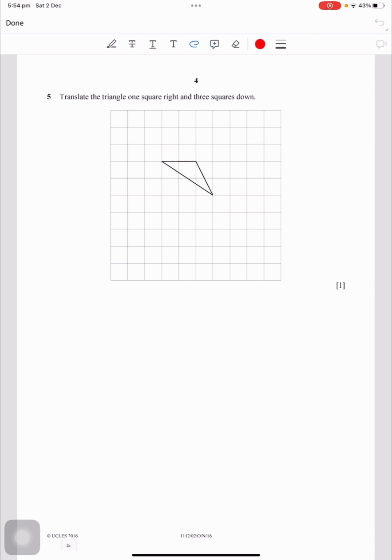Translate the triangle 1 square right and 3 squares down. Okay, so first 1 square right. You can highlight the keywords. So we'll go 1 square here, so 1. And now we need to go 3 down. So 1, 2, 3. So right here is going to be that point. I'm going to quickly erase this because it makes it a bit confusing.